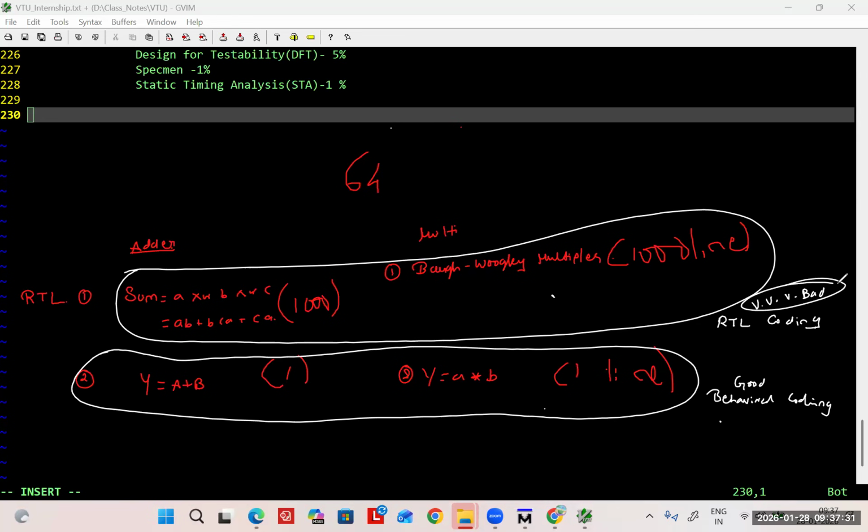Very bad, right? 1,000 lines, who will write that? One line, we can easily close it. Still, we are using RTL coding every day. Now the question comes, why? Done? Can I rub this?